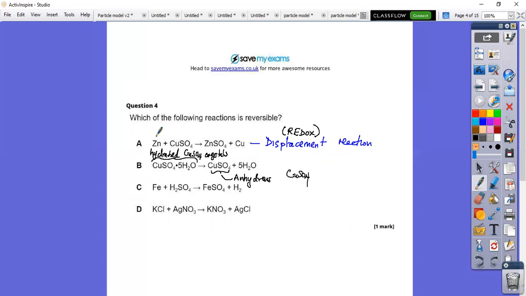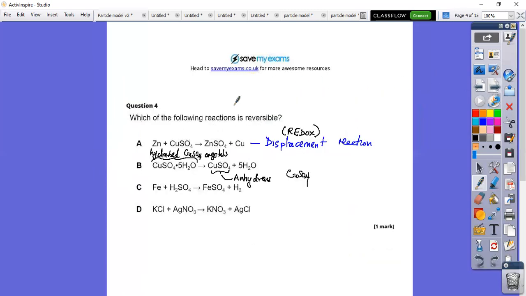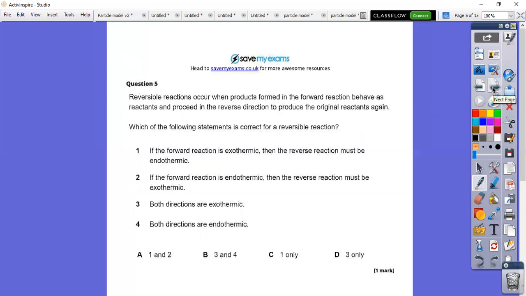This is a common one. The other common one that crops up in AQA as well, worth knowing, is this one, cobalt 2 chloride. These are very common ones. These are reversible reactions, as well as this reaction there. Oops, I'm getting a phone call. Sorry, Raheel. So you're absolutely right there. It would be B. Good. Next one.